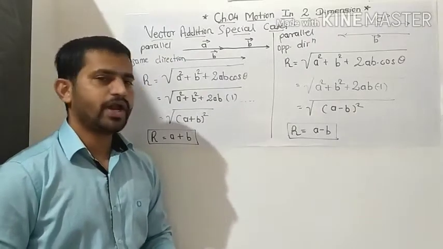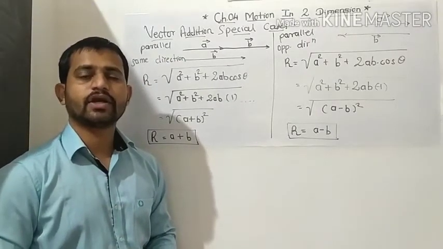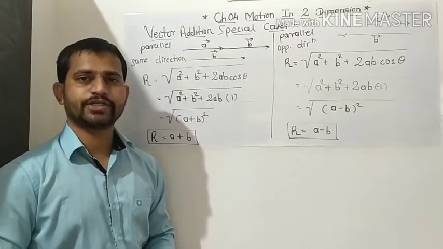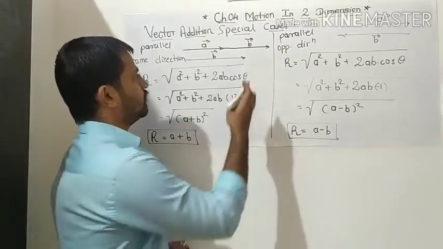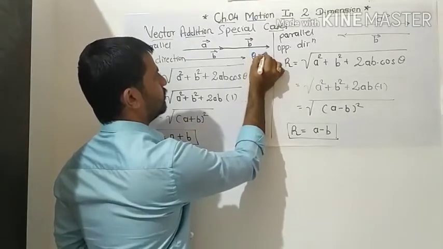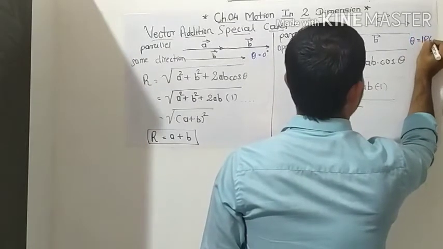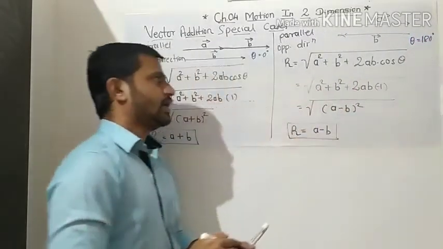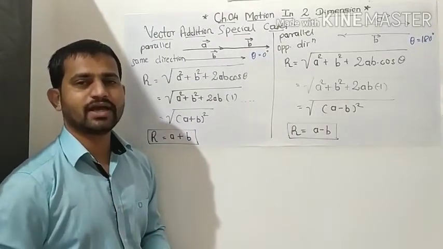This is the value of the resultant when the two vectors are parallel to each other but in the opposite direction. Here theta is equal to 0 degree, and here theta is equal to 180 degree. These are the two cases.